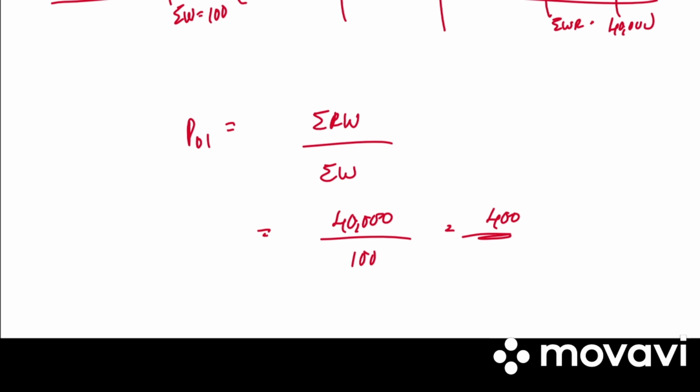Clear? The second method, that is weighted aggregative method, we would be working out in tomorrow's class.